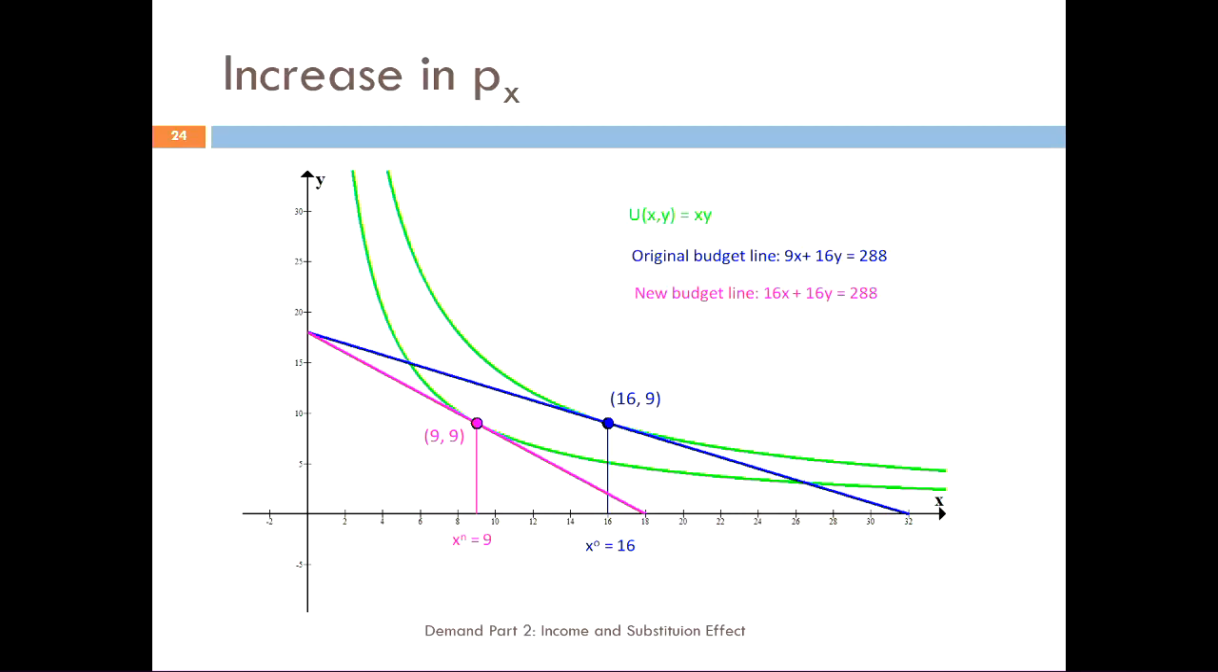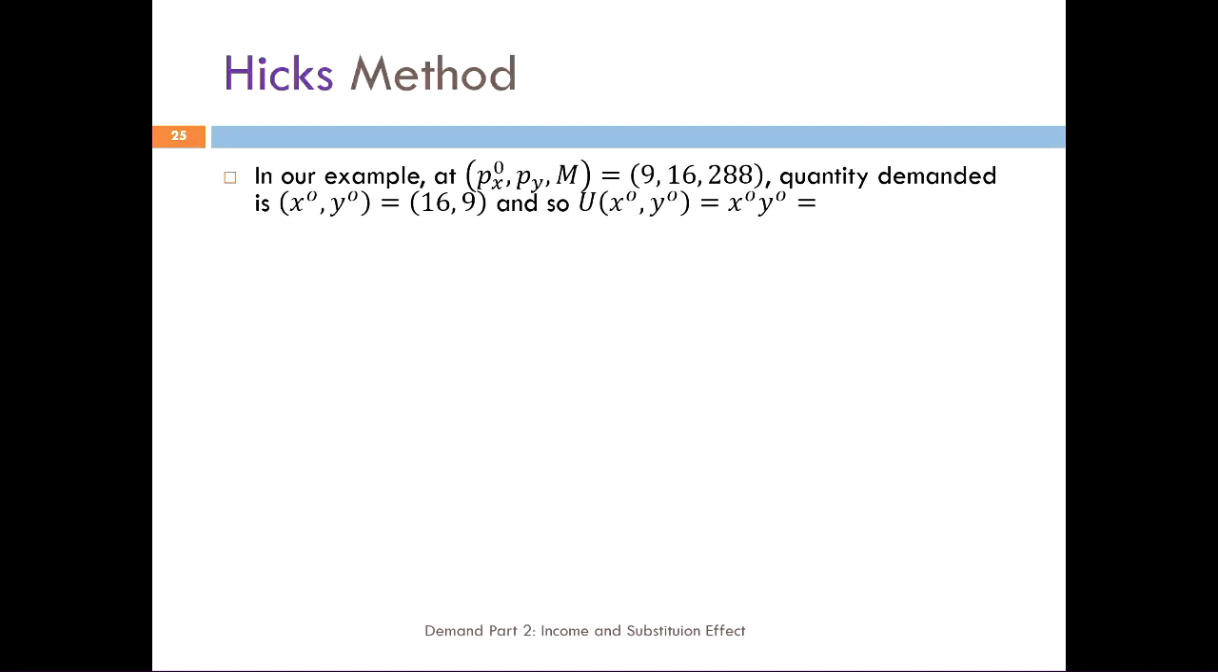And how much is due to the income effect? So according to Hicks, we want to give them enough income such that at the new prices they choose the bundle that makes them just as happy as they were originally. Now, how happy were they originally? Well, originally they faced the old prices and had the nominal income M. The price of X was 9, the price of Y was 16, you had your income of 288, and we found that the quantity demanded of X was 16 and the quantity demanded of Y was 9.